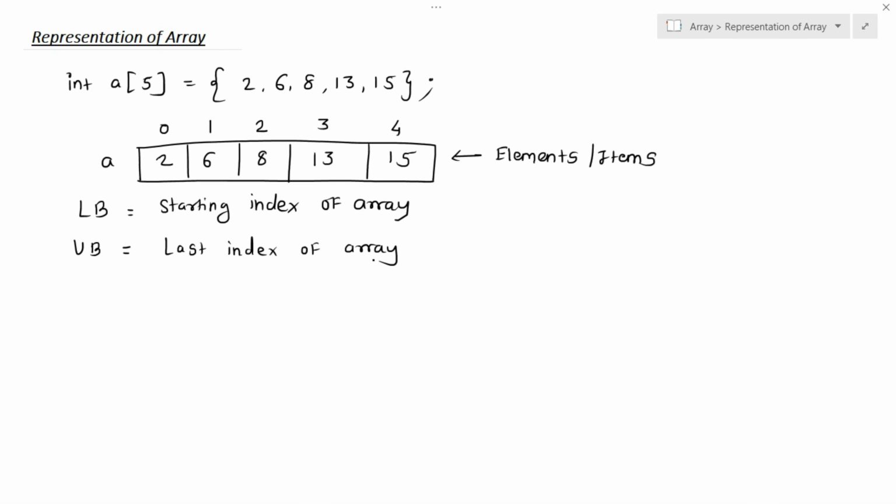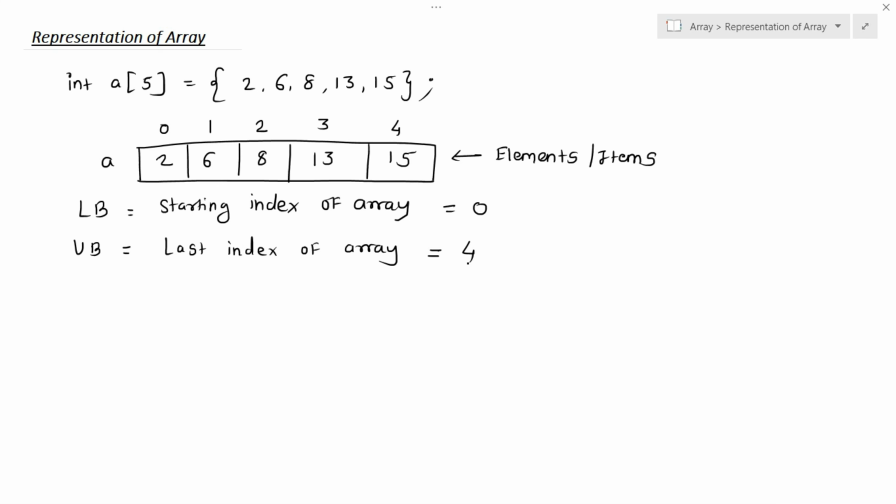Now in this example, the lower bound, that means the starting index of the array, is 0, and in the same example the upper bound means the last index of the array is 4. Whenever we learn about algorithms, we have to know what is meant by lower bound and upper bound. Lower bound is the starting index of the array and upper bound is the last index of the array.